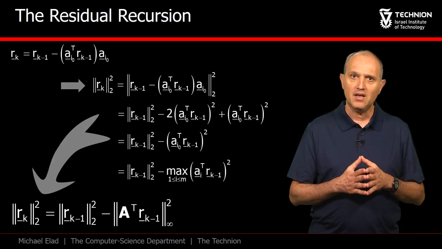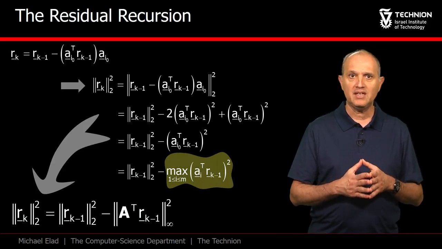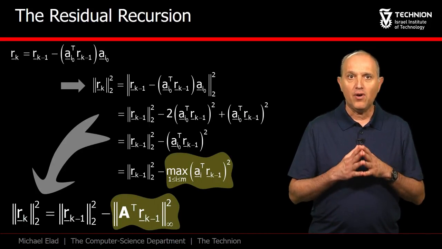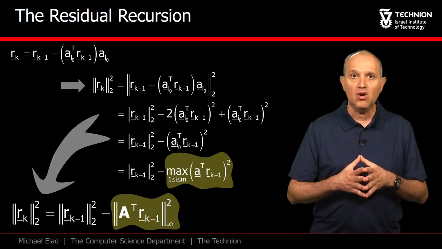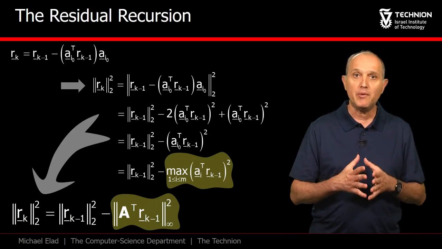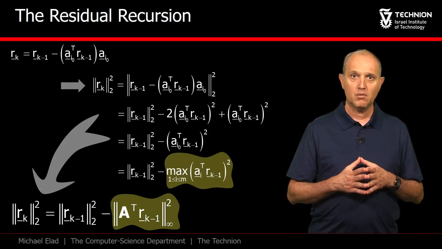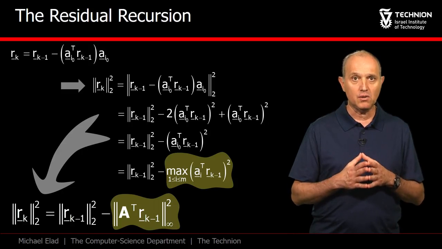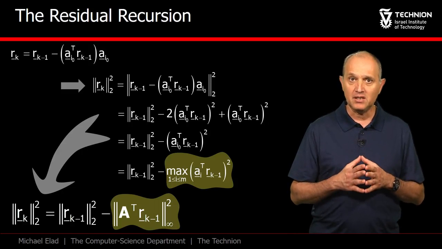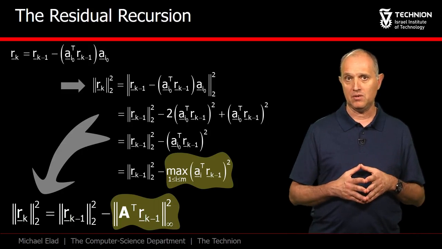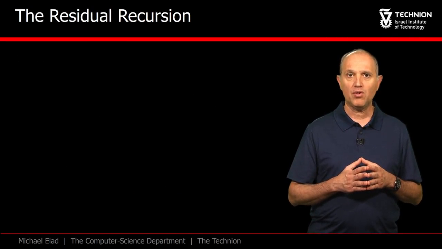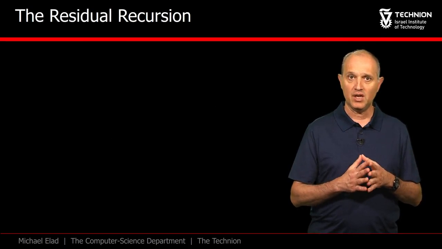Put differently, the rightmost term can be written as A transpose times r_{k-1}, followed by taking the L infinity over the resulting vector and squaring the outcome. We conclude that for the matching pursuit, the energy in r_k equals the energy in r_{k-1} minus the squared L infinity of A transpose times r_{k-1}. In order to proceed from here, we should explore the last expression and understand its behavior.